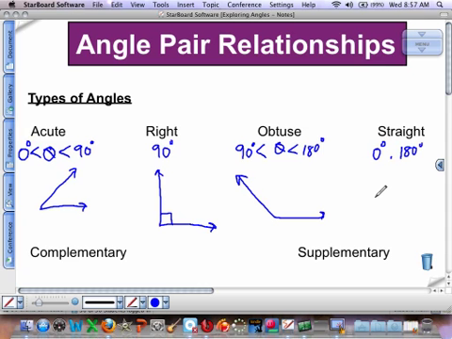So Amber, what would a straight angle look like? Straight line, yeah. A lot of your straight angles make a line. There's a vertex in the middle. A lot of times we'll call these opposite rays because they go in opposite directions. So opposite rays form a straight angle.